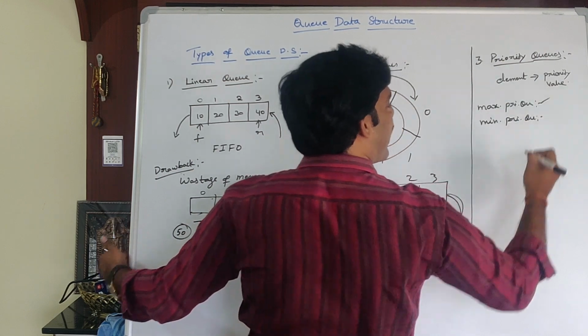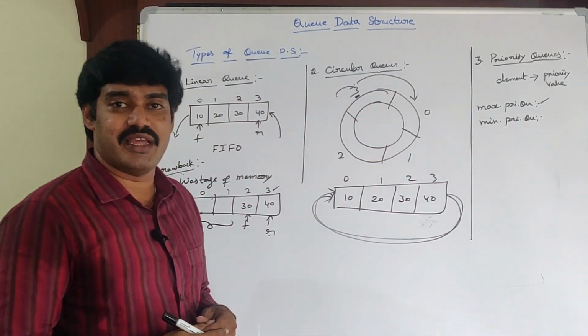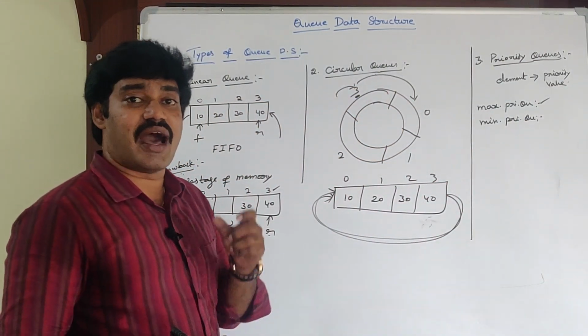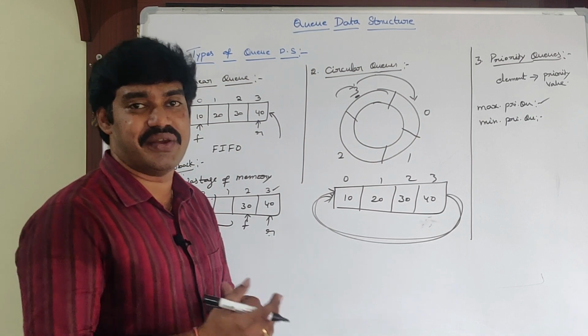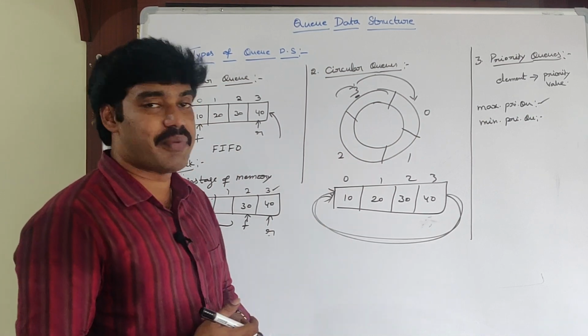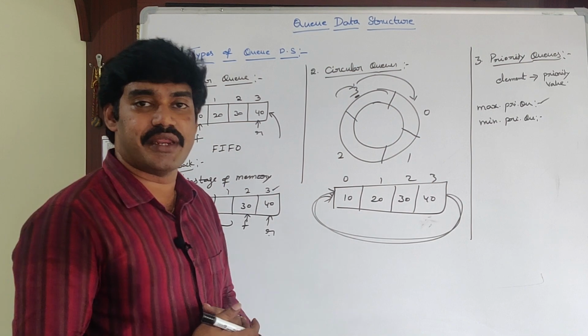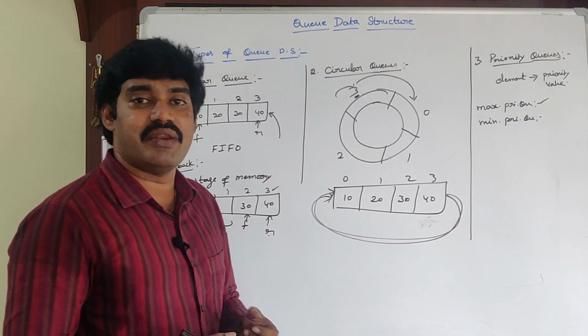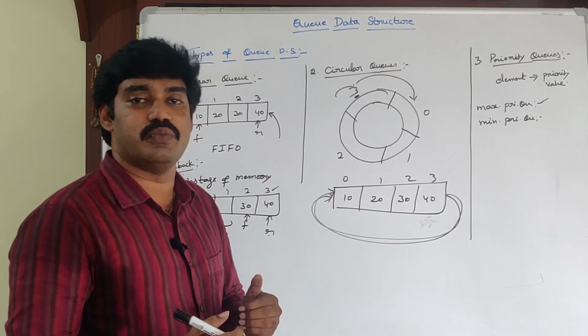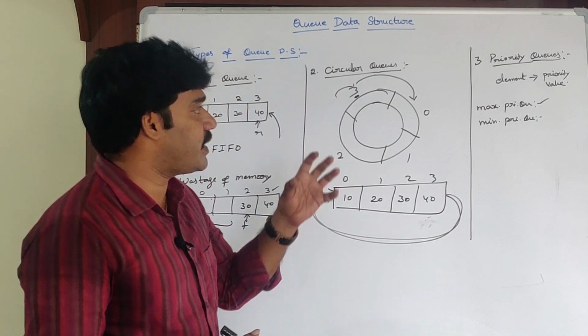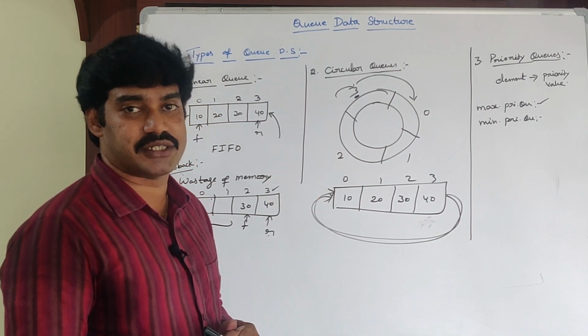Coming to the max priority queue, which element is to be deleted? The element which is having the highest priority is to be deleted first. Coming to the minimum priority queue, which element is to be deleted? The element which is having the least priority is to be deleted first. So that is nothing but a priority queue data structure.